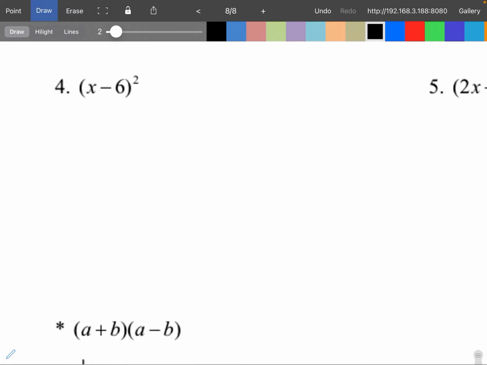Quiet, please. So I'm going to do number 4, all right? What's the difference in this one? Yeah, it's got a subtraction in there, right? It's a binomial. It's got a minus in the middle. But we're still going to do it the same way. We're going to do the quantity x minus 6 times the quantity x minus 6.